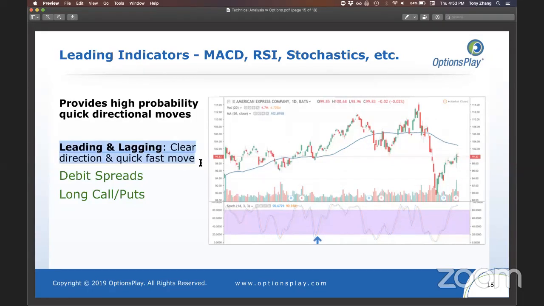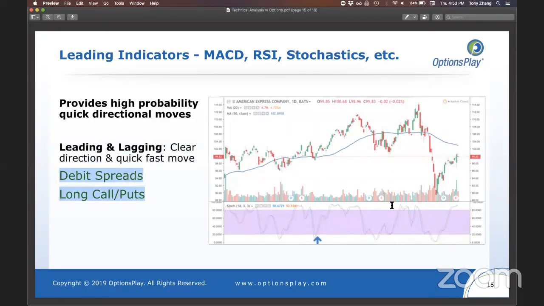So a lagging indicator is something like a moving average that gives you a clear sense for trend, and a leading indicator is a momentum indicator like stochastics. And what you want to do is use them in conjunction with each other. When you are able to use them in conjunction with each other, that is the only time that you can use momentum indicators and either buy a debit spread or buy a long call or a put.